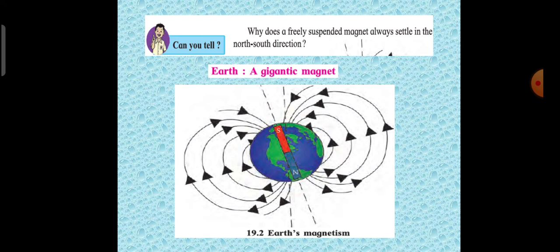The scientist William Gilbert gave the scientific explanation, based on experimentation and observation, that a freely suspended magnet will always settle in the north-south direction. He gave a round shape to a naturally occurring magnet rock. He suspended the spherical magnet so that it could turn freely and brought the north pole of a bar magnet near it. The south pole of the magnetic sphere was attracted towards it.